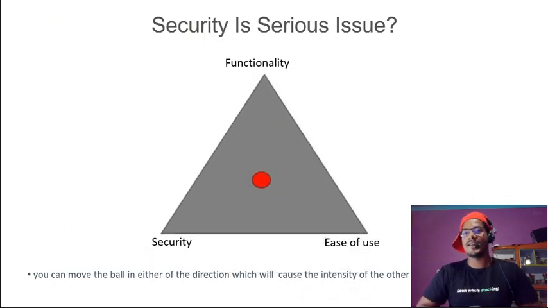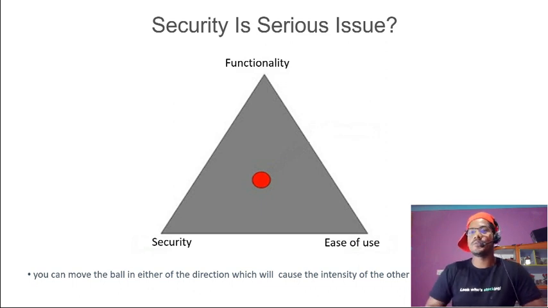Now, why is security hard? There is another triangle I would love to show in different presentations. When you look at this triangle, you see functionality, security, and ease of use, and there is a center ball, a red ball I would say, which is in a way balancing everything. But if you focus this ball toward, let's say, functionality, then security and ease of use get compromised. Similarly, if I move the ball towards ease of use, somewhere or other the functionality or security gets compromised. So it's pretty difficult to find the right balance with the different factors in mind when you have security in control.